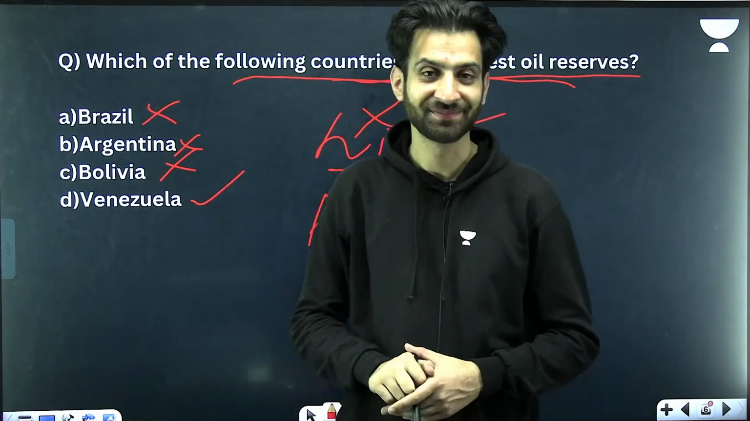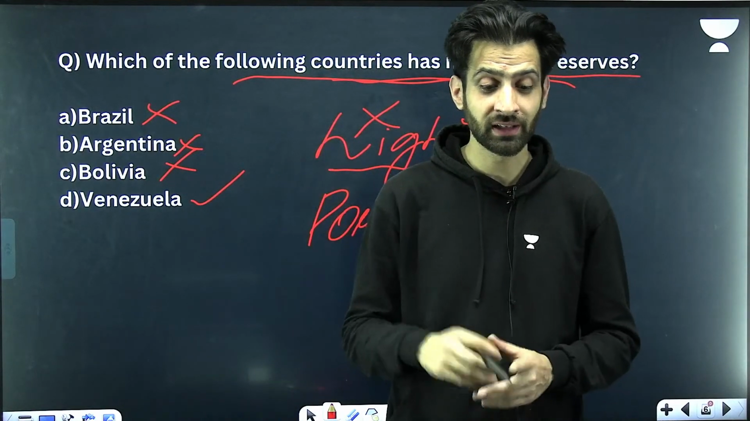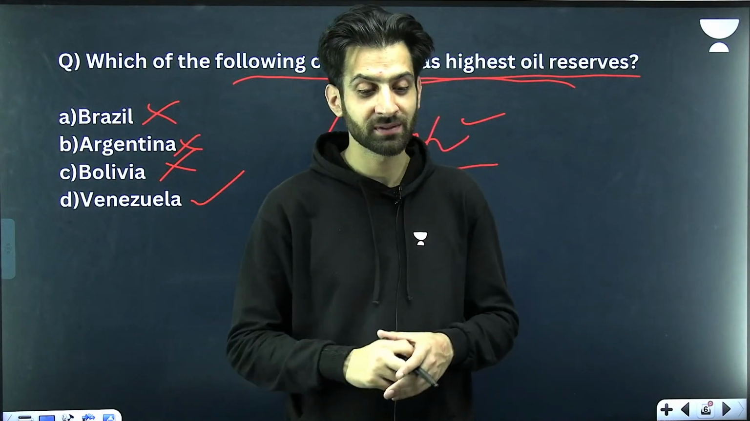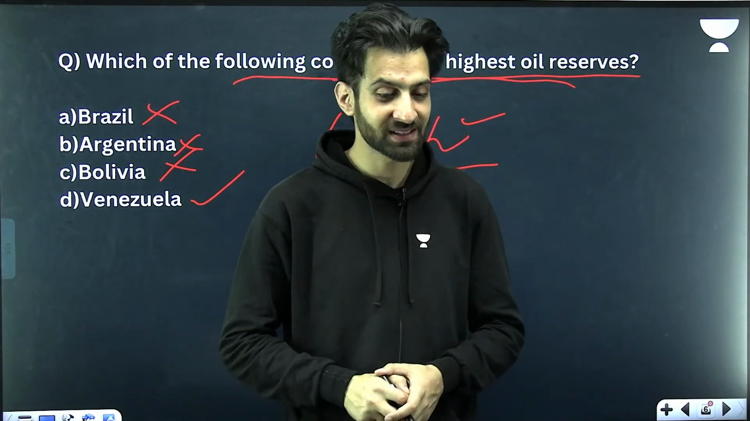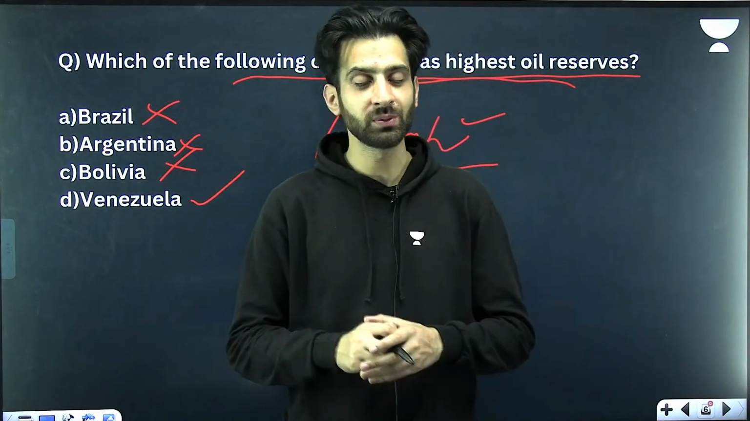It's Venezuela. Okay? Where I was talking about the melting of the glacier, the last glacier had melted already. So Venezuela is the answer to that. The highest oil reserves are in Venezuela. No problems. It's good that you're trying. It's very good. So that is all about today's lecture. I hope you liked today's lecture.